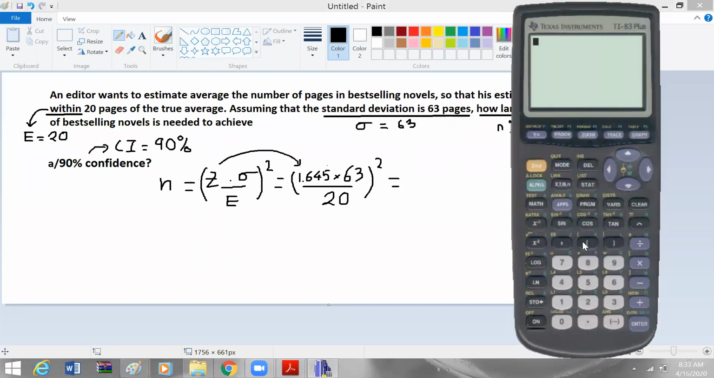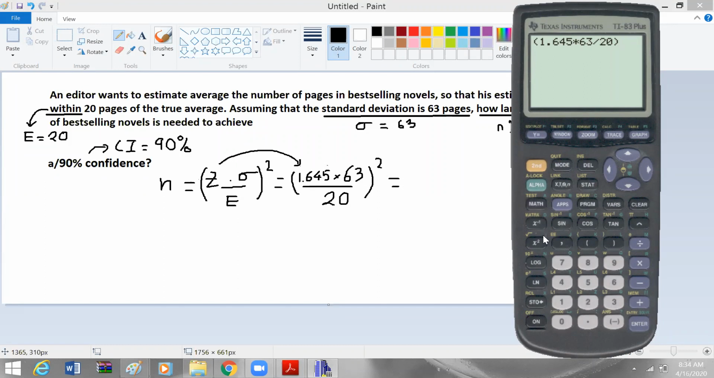Now we're going to open the parentheses, 1.645, right? And then you multiply by 63, correct? We multiply by 63 because we need to multiply first, and then we divide by 20, correct? And then you close the parentheses. You need to have the parentheses in the front. I always put them. And after that, you're going to hit the square.